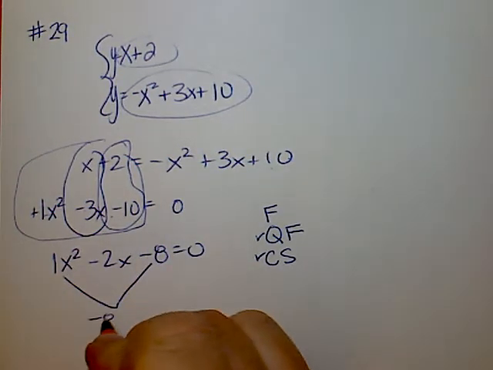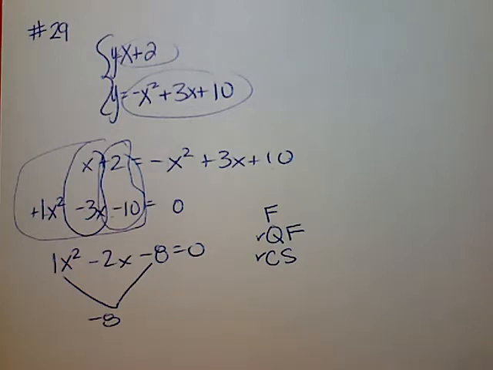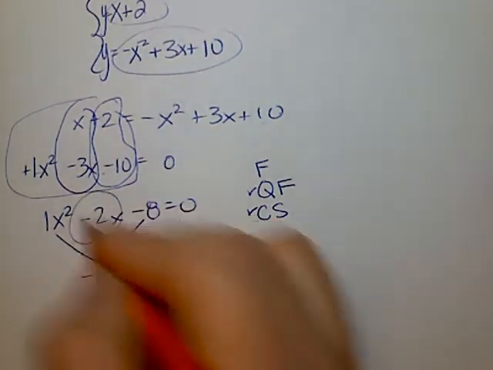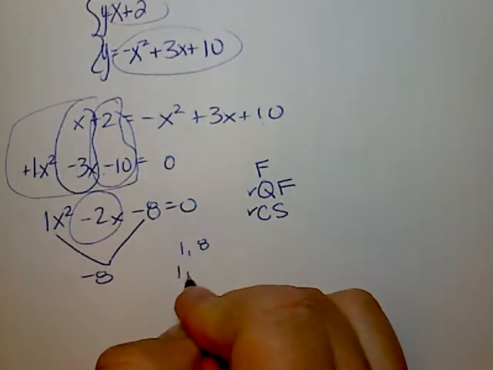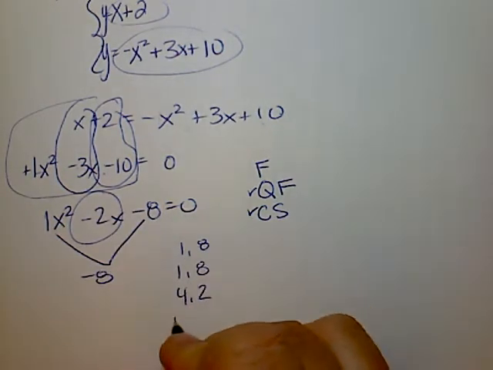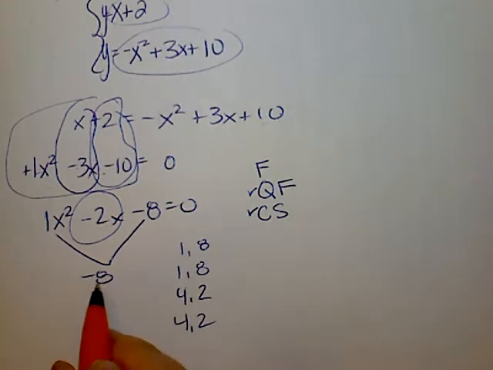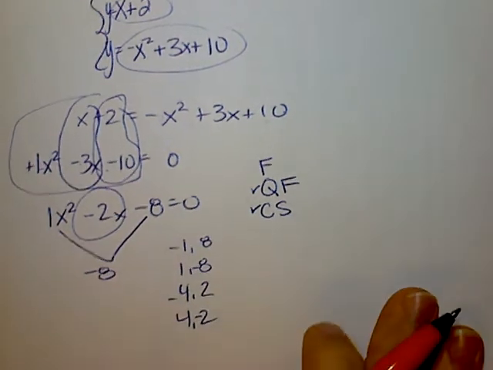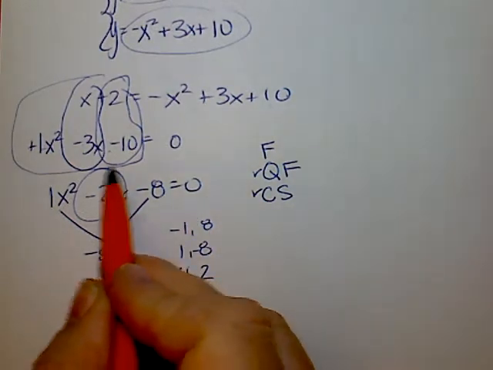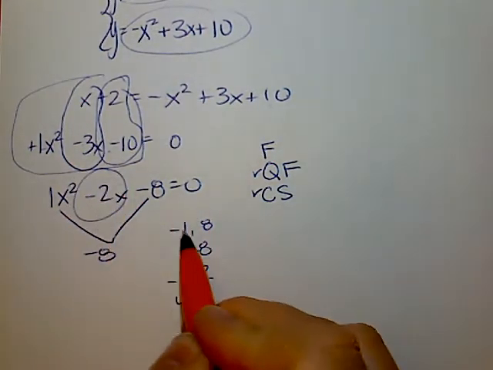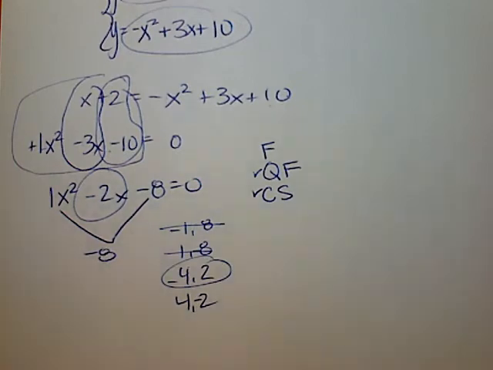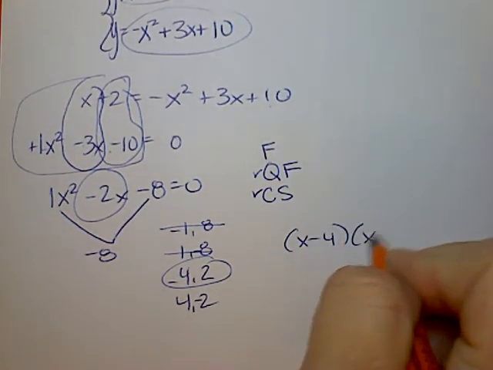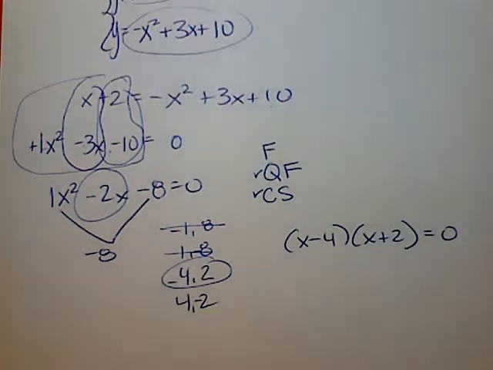1 times negative 8 is negative 8. Will two things multiply, if possible, to give us negative 8 and combine to give us a positive 2? So I'm going to try here. I'm writing down the different combinations. Because the product is a negative answer, I know they have to be different signs. And now I'm going to go back and look at my combinations. Do any of these combine to give us negative 2? No. No. There it is. So this is factorable. x minus 4 and x plus 2 equals 0.